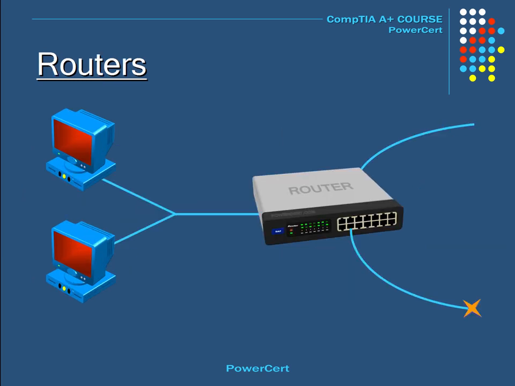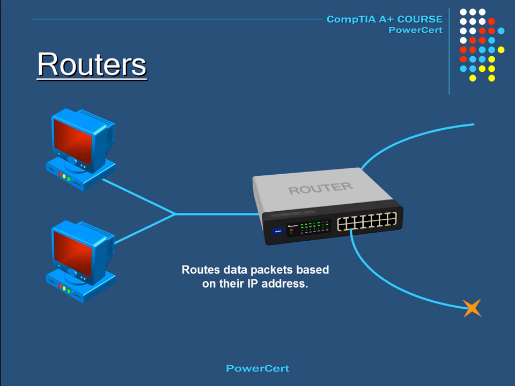Now, a router does exactly what its name implies. A router is a device that routes or forwards data from one network to another based on their IP address. When a data packet is received, the router inspects the packet and determines if the packet was meant for its own network or if it's meant for another network.